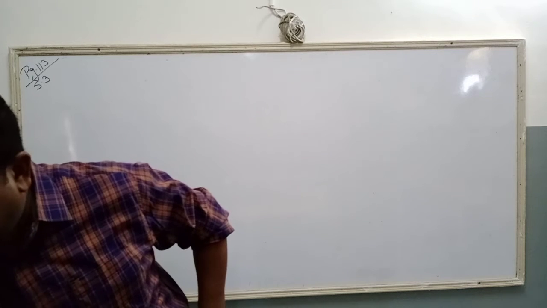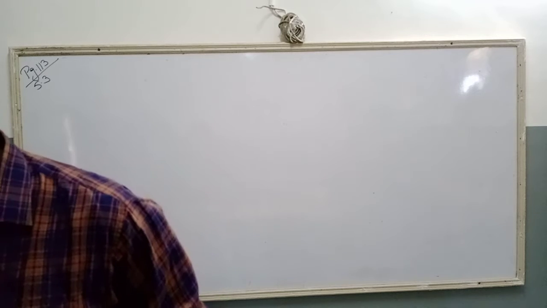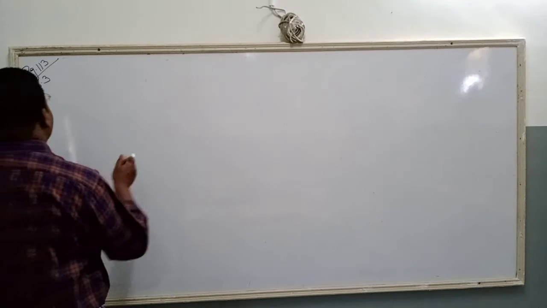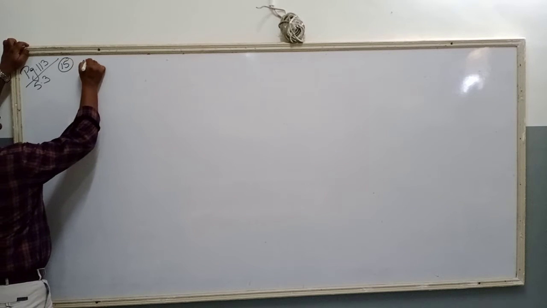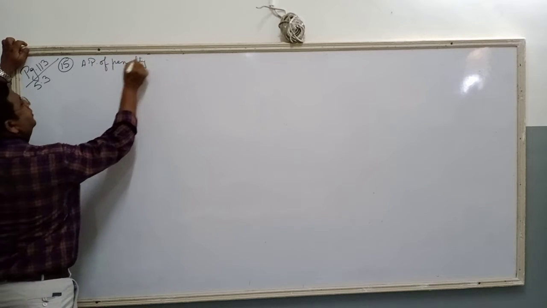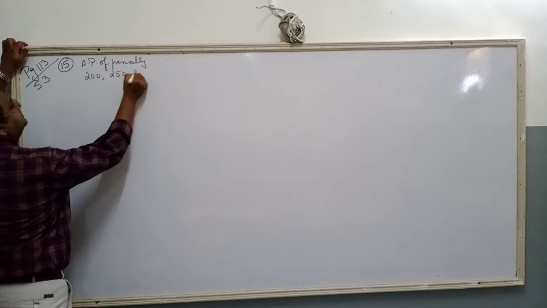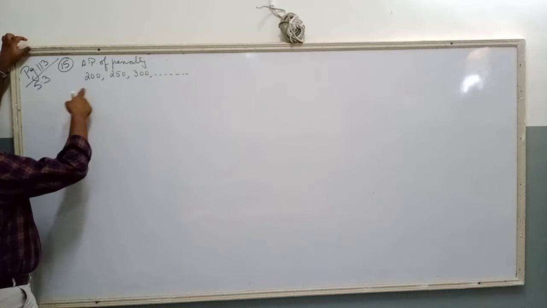A contractor plans to specify a penalty for delay of completion of work beyond a certain date as follows: 200 for the first day, 250 for the next, 300 for the next, and so on. Question number 15, AP of penalty. So we can see this is an AP.